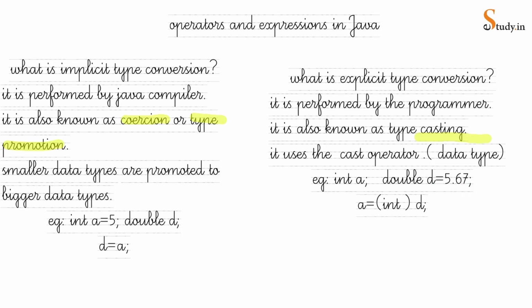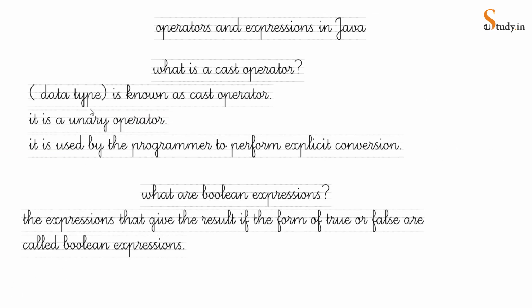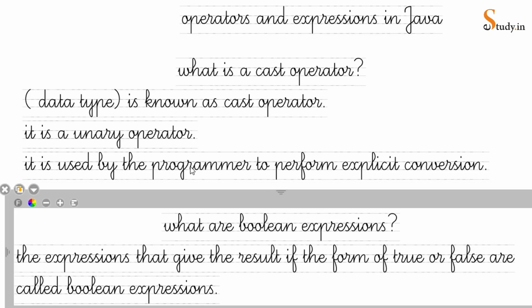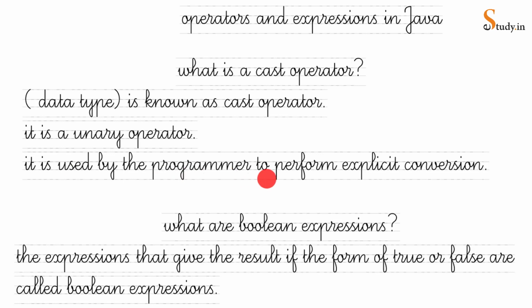Okay, now let's move on to the next. What is a cast operator? We have already discussed it. This round parenthesis and data type is known as a cast operator, and it is a unary operator because it needs only one operand. It is used by the programmer to perform explicit type conversion. We have already seen this in the previous question.